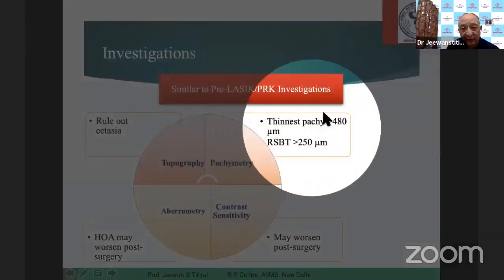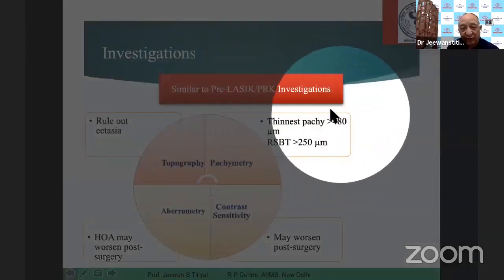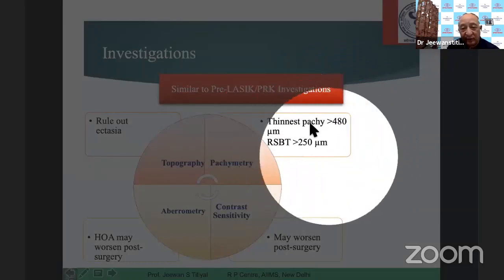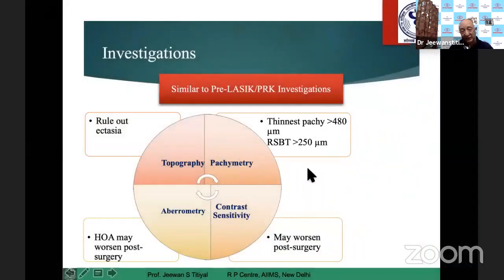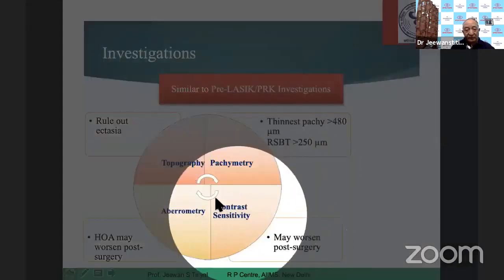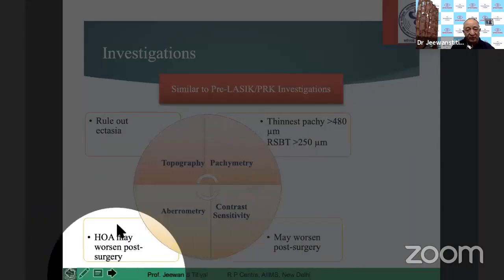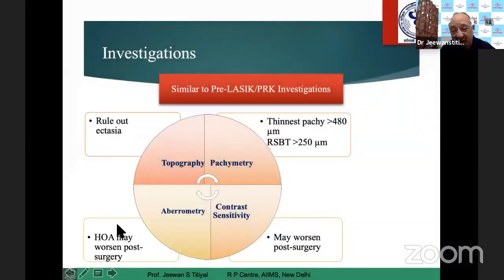Pachymetry is also very important. Any cornea less than 480 may not be suitable, or a residual bed thickness less than 280 or 300 nowadays may not be suitable for a LASIK procedure or a SMILE procedure. And check contrast of patient, aberrometry, so that you pick up higher order aberrations in these patients.